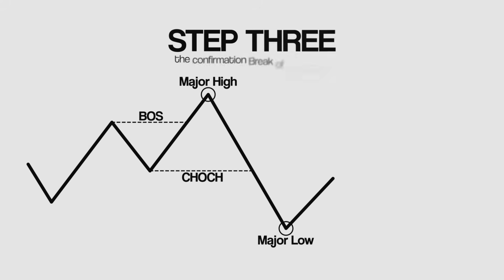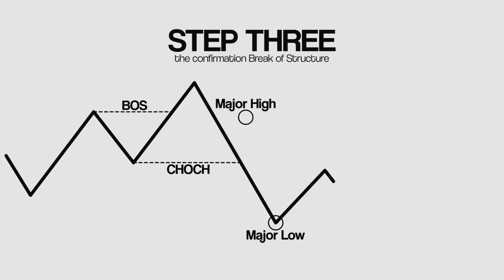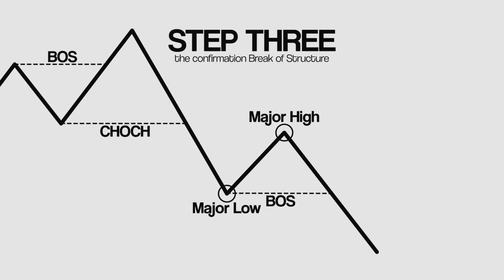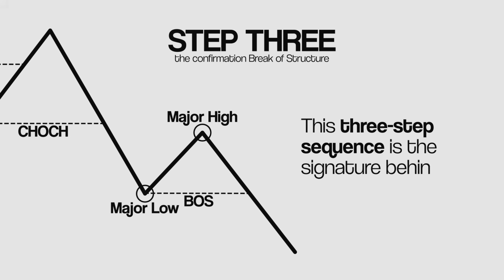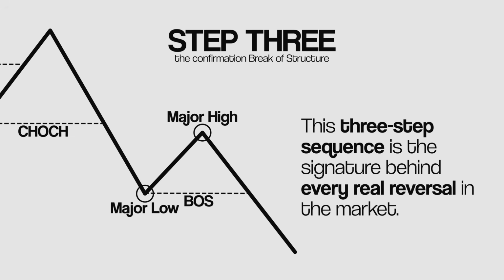Step 3 is the confirmation break of structure. Price breaks the high or low of the retracement structure, creating a new BOS in the opposite direction. This confirms the new trend and completes the structural transition. This three-step sequence is the signature behind every real reversal in the market.